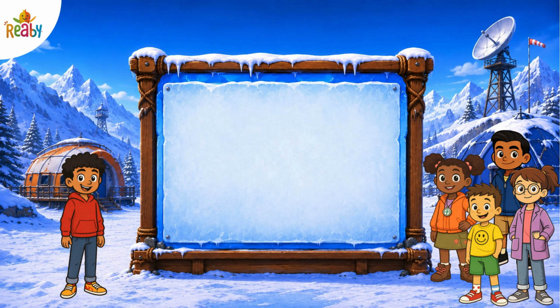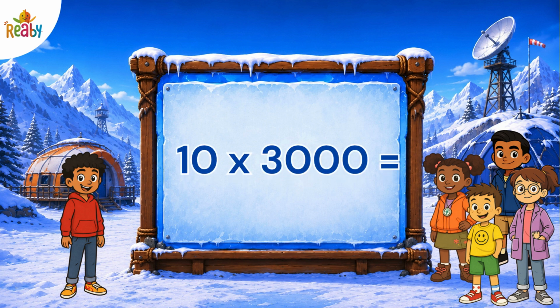Your turn, explorers. Challenge 1. What is 10 times 3,000? Correct. Multiplying by 10 moves the value one place left. So 3,000 times 10 equals 30,000.